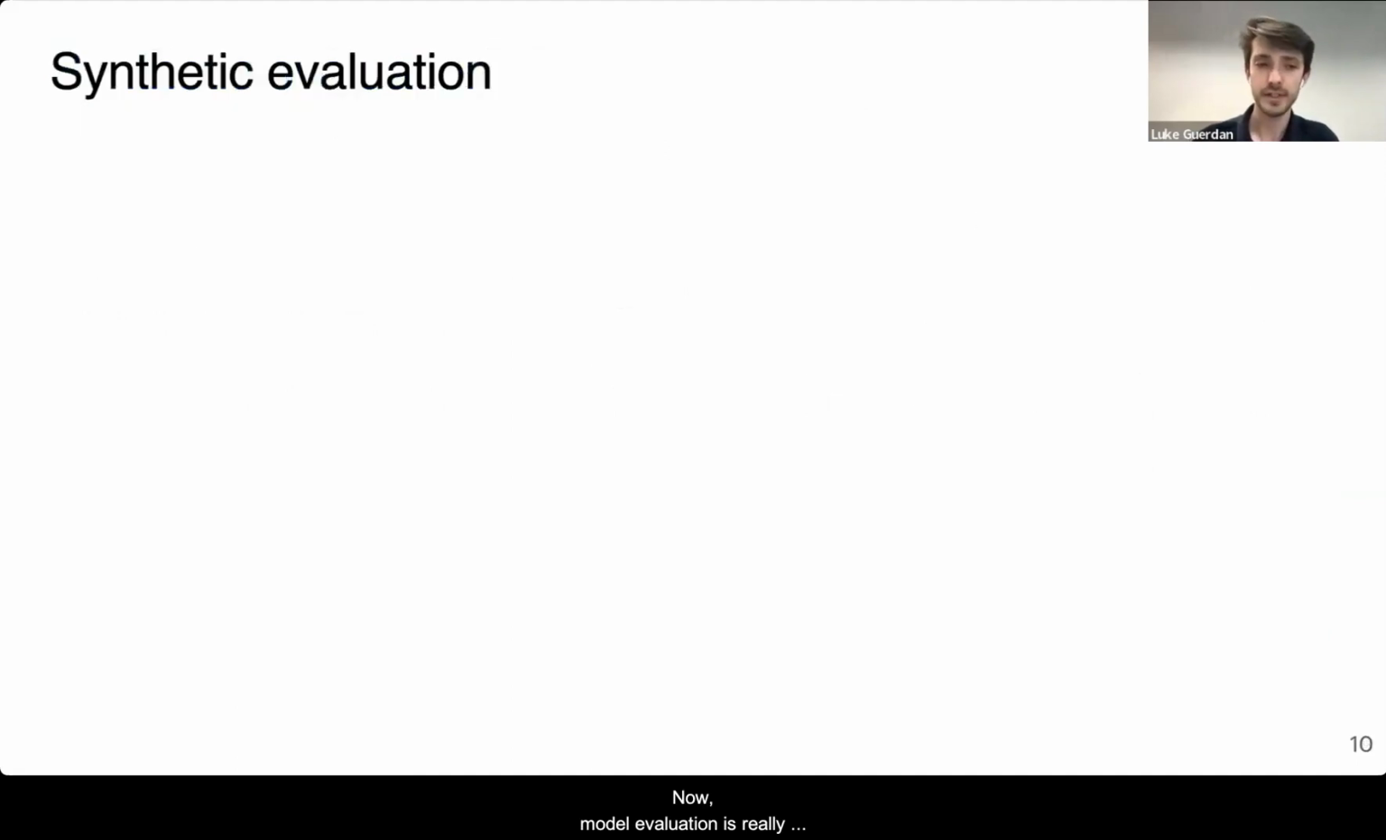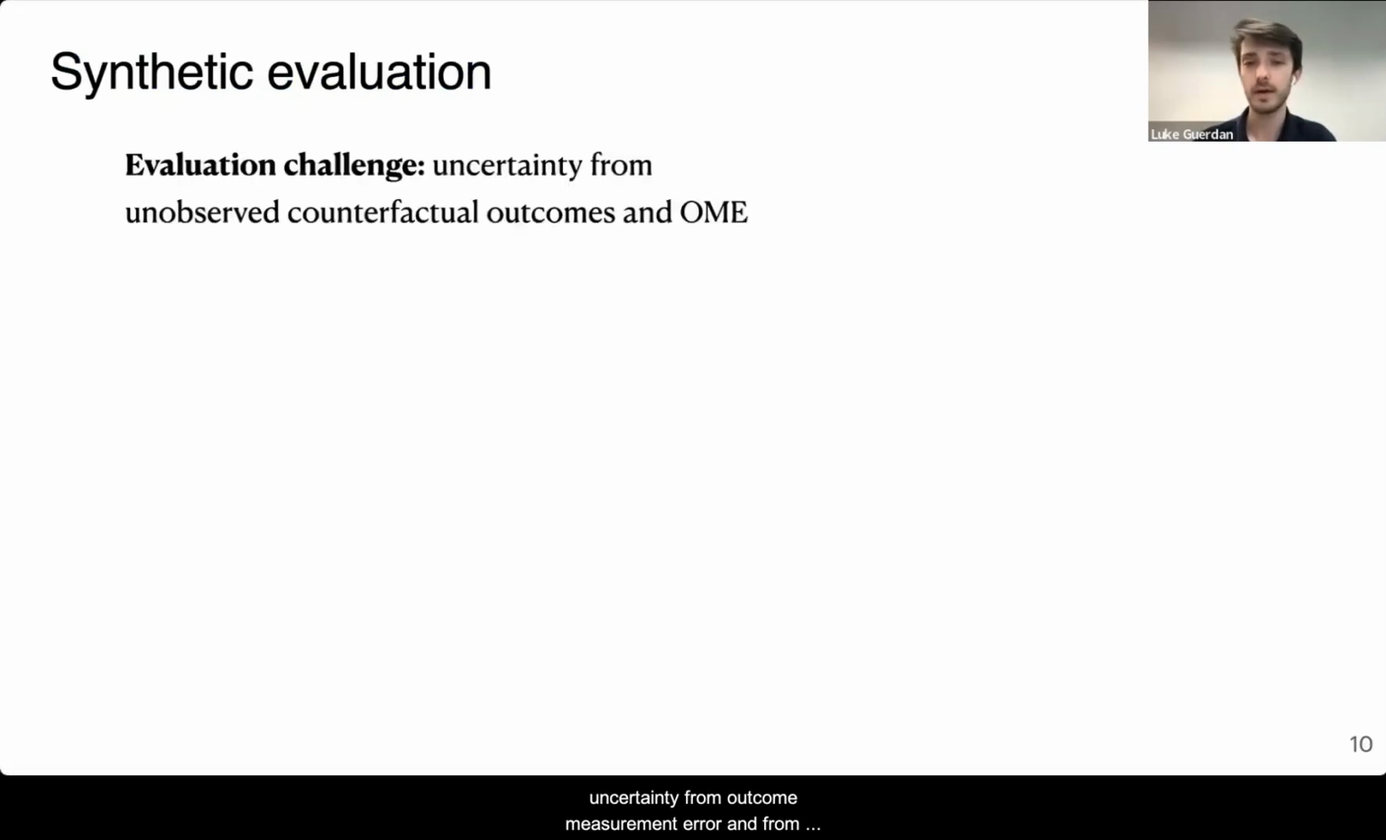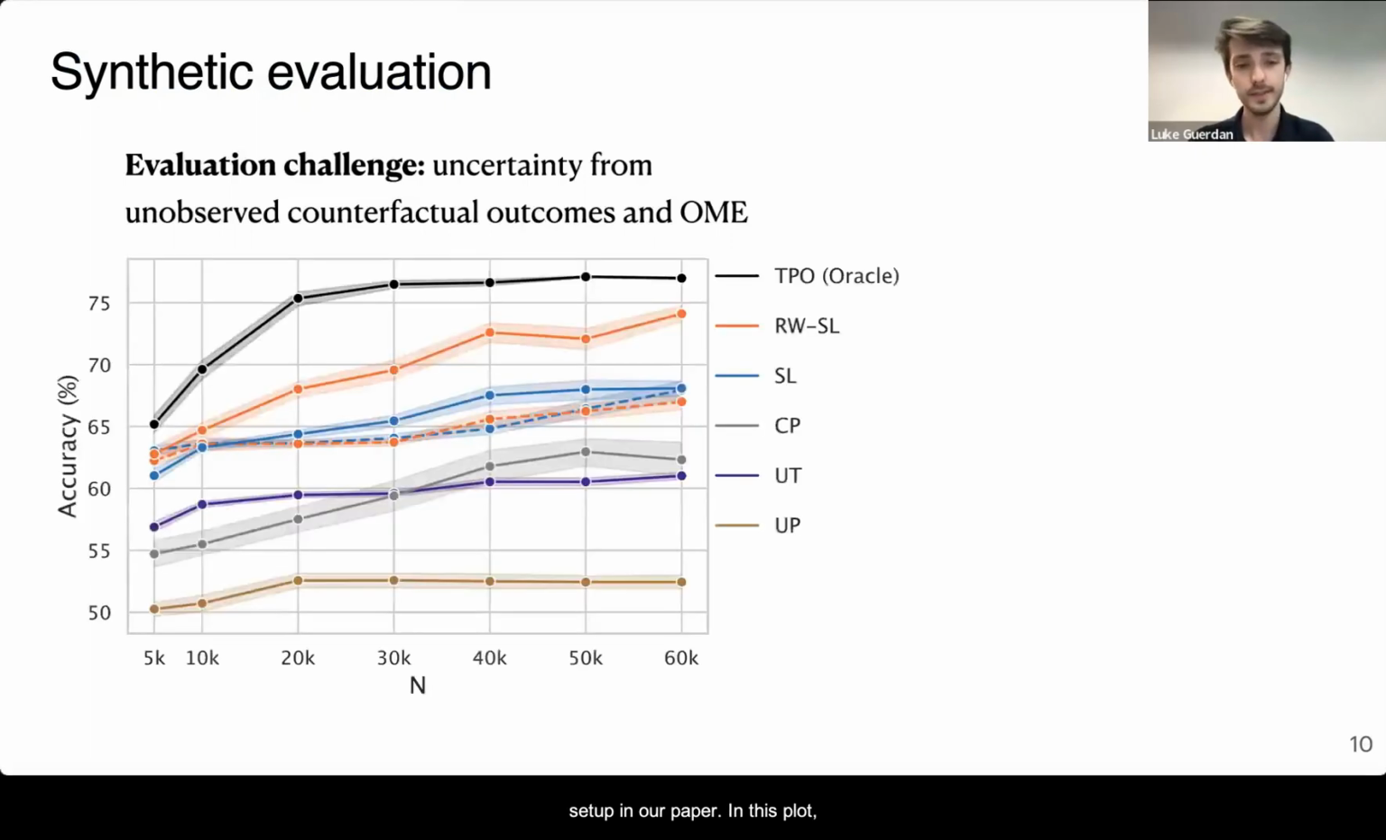Now, model evaluation is really challenging in this problem setting due to compounding uncertainty from outcome measurement error and from unobserved counterfactuals. Therefore, we start with a synthetic evaluation of our proposed methods, where we detail the setup in our paper. In this plot, we show the accuracy of several models as a function of total dataset size. The target potential outcome model, shown in black, has oracle access to the target potential outcomes, and thus it provides an upper bound on model performance in our problem setting.